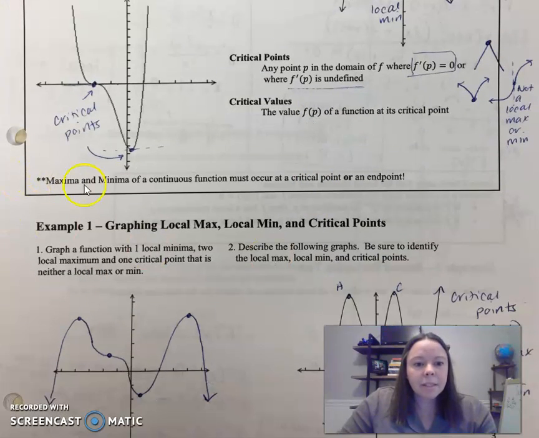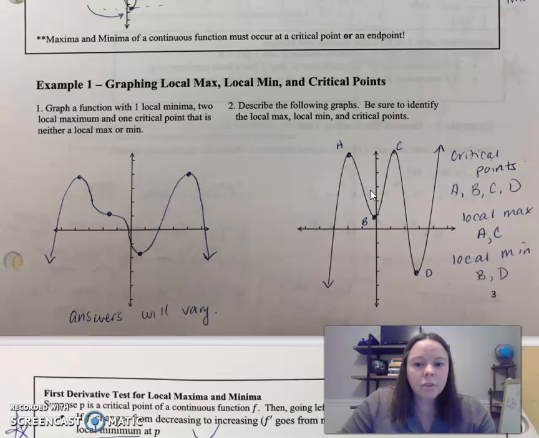All right, now max and min of a continuous function must occur at a critical point or an endpoint. So we'll have to be careful. If they set boundaries, then we'll have to make sure we check our endpoints. All right, so here's just an example of labeling. So graph a function with 1 local min, 2 local max, 1 critical point that's neither a local min or a local max. So a critical point, when you see that term, you need to think when the derivative equals 0. You could make it undefined. You could make a sharp turn or a cusp, but generally critical point, your brain should immediately think, okay, derivative equals 0. But here's just an example that has all those requirements.